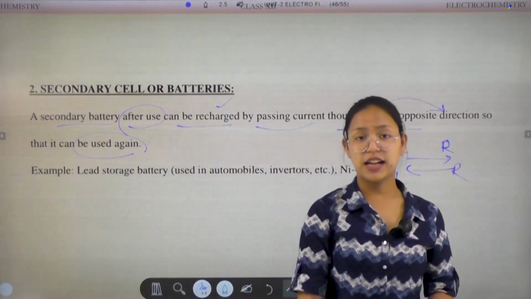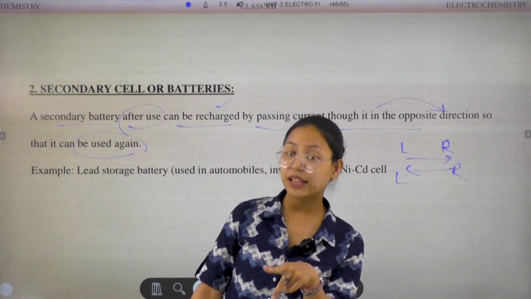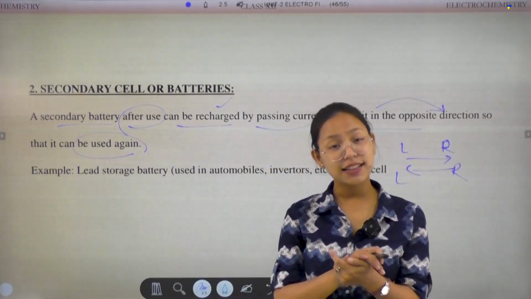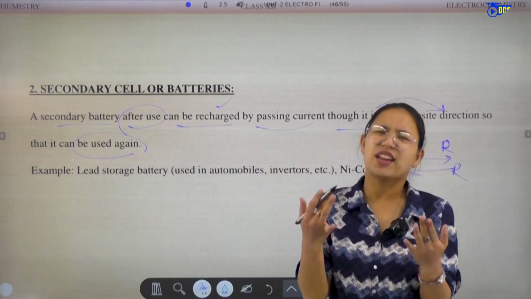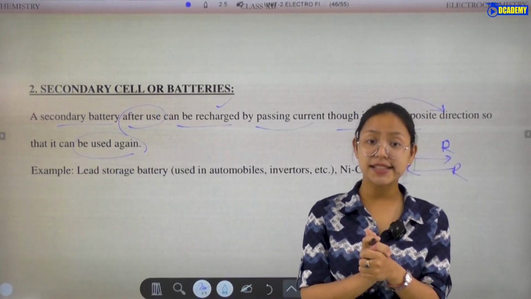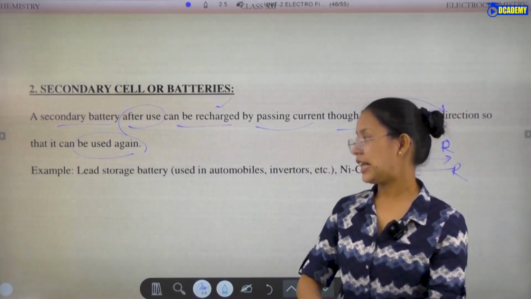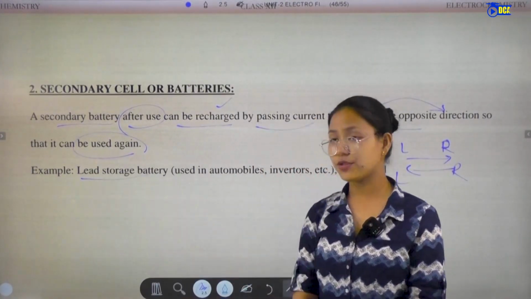A primary cell cannot be reused again, like... and a secondary cell can be used again. There you go. Now, for example, a lead storage battery.